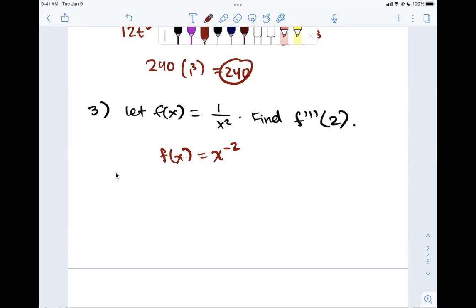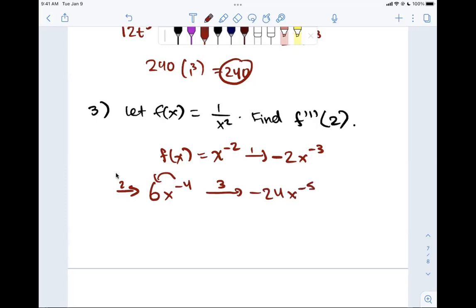So we're going to go x to the minus 2, and then the first time we differentiate, we bring the -2 down. So it's -2x to the -3. Then we differentiate a second time. Just to keep track, I'll write down how many times we've done this. Then we pull the -3 down. -3 times -2 is a +6. X to the -4. And then we differentiate a third and final time. We pull the -4 down. We get -24 x to the -5.